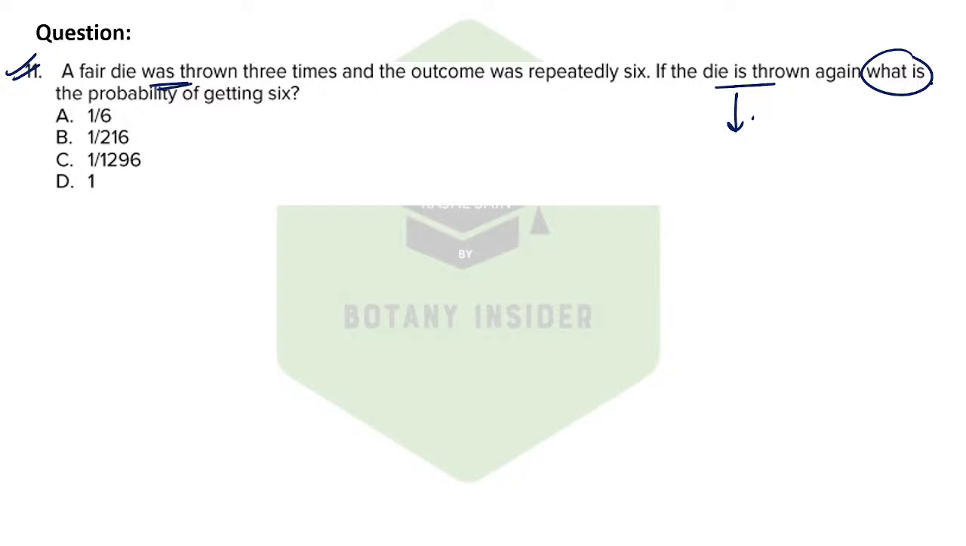If you know the basic concept behind probability, you'll get the answer. See?